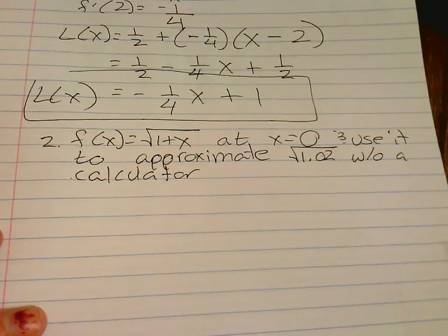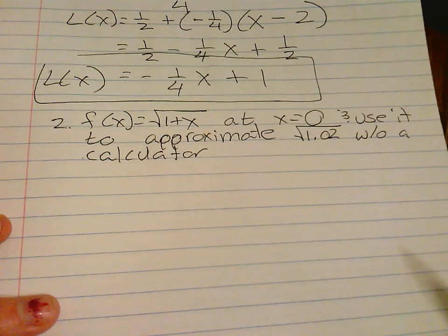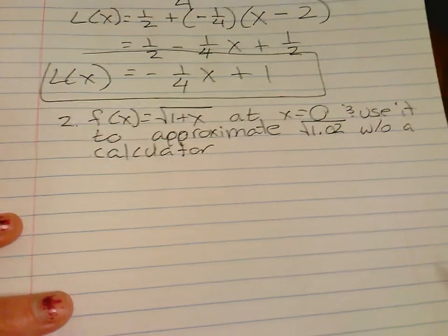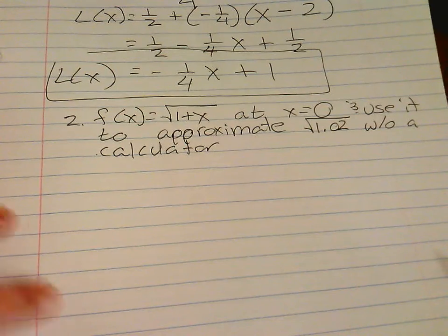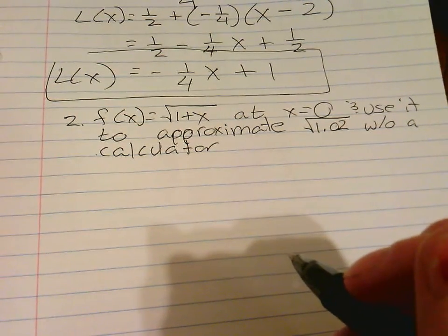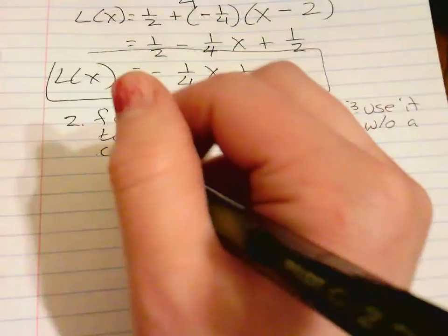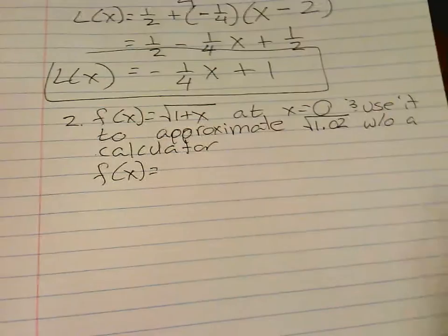Okay? So here we go. So first, let's do f of x. So f of x equals the square root of 1 plus x, and a is going to be 0.